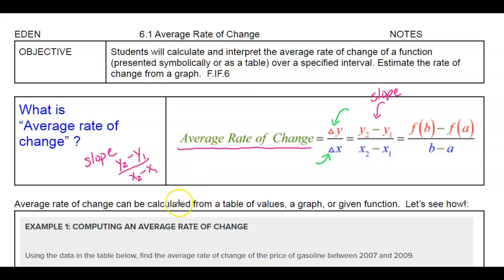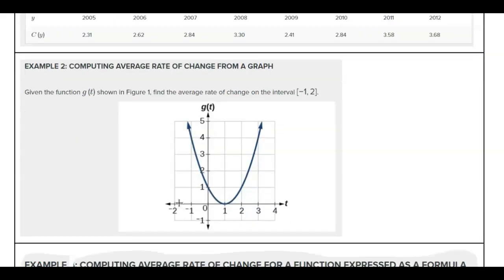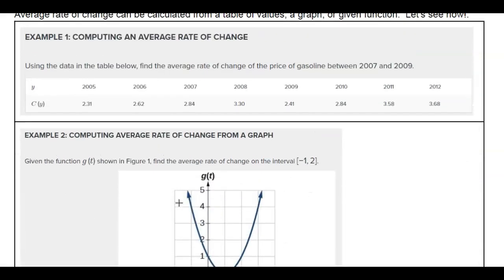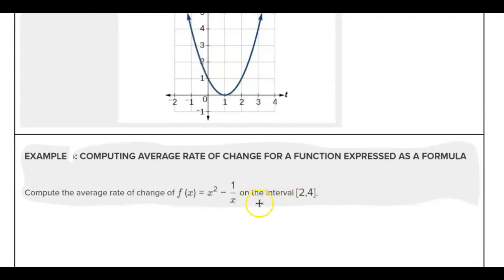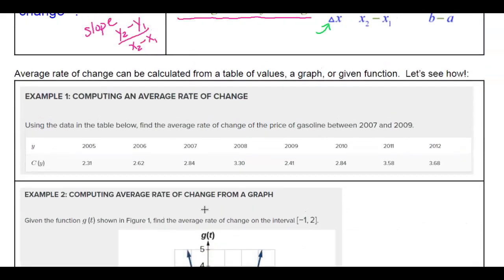Average rate of change can be calculated from any kind of media. I just have three different types: one a table, one a graph, and one a function. On example one, we want to compute the average rate of change of the price of gas between 2007 and 2009. So I want to look from right here. We think of the years as my x values, and the prices of gas as my y values.